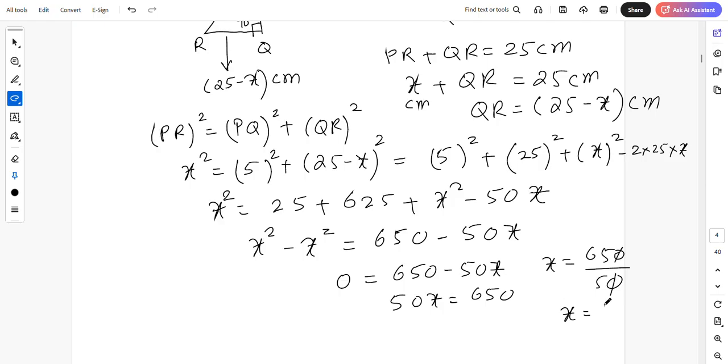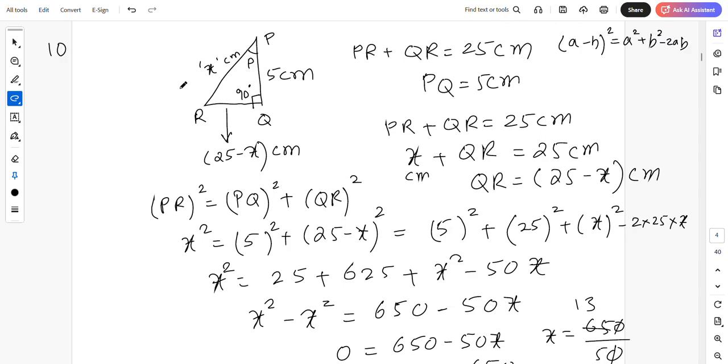I can cancel this: 1 times 1 is 5, 5 times 3 is 15, 3 times 5 is 50. So I am getting x as 13 centimeter. If x is 13 centimeter, then this will be 25 minus 13, which is 12 centimeter. This is 13 centimeter and this is 12 centimeter.